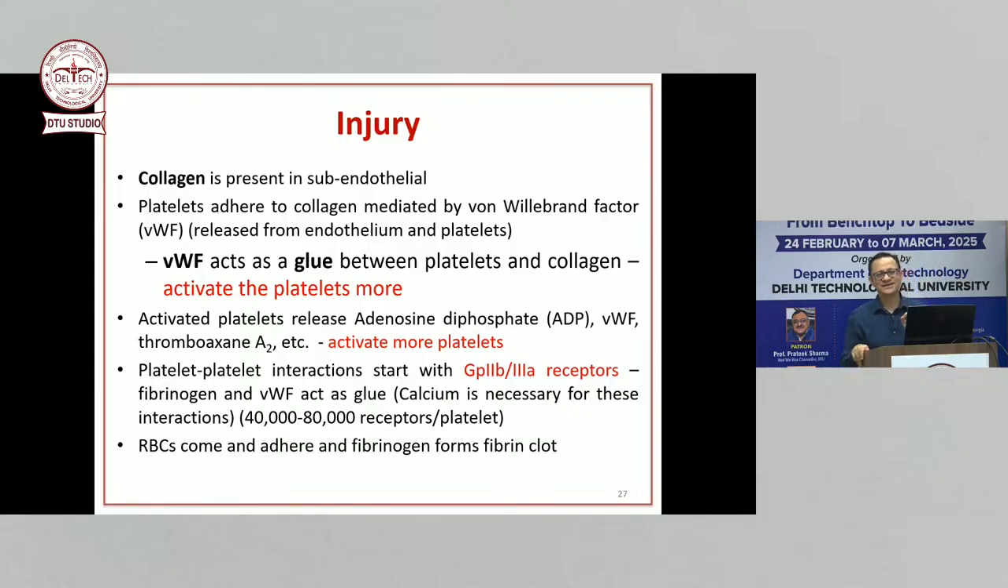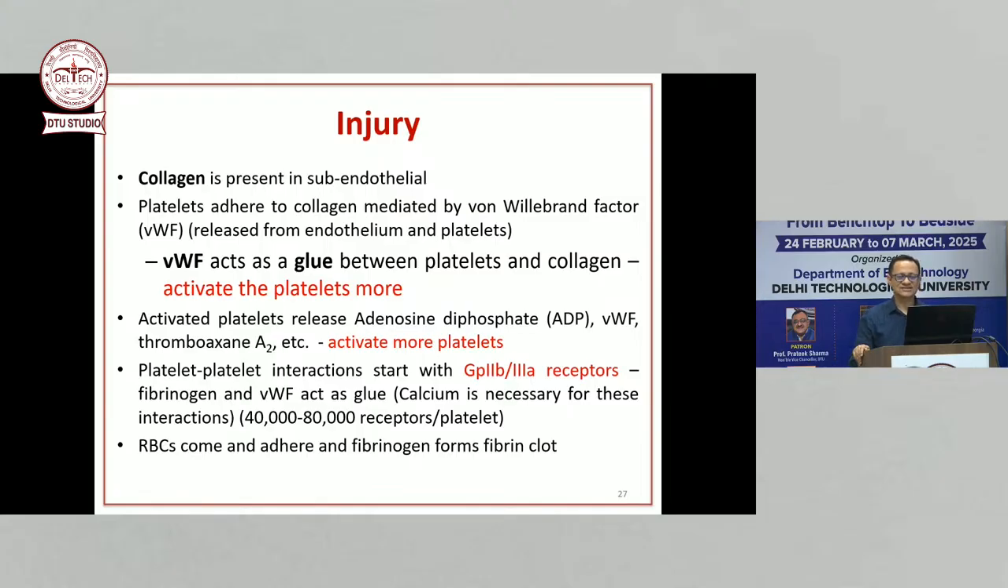Activated platelets, as I said earlier, release some chemicals. They release ADP, VWF, thromboxane, and all of these are activating more platelets. All the platelets that were passing by see these chemicals released, and that's a signal for them to go there and help the other platelets.